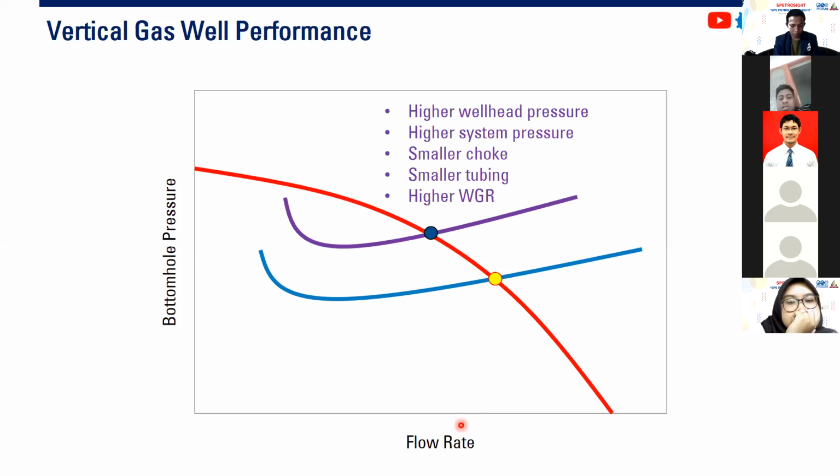And then, what about the VLP? We finish the IPR, then VLP. Starting from here, if we have higher wellhead pressure, higher system pressure, or smaller choke, or smaller tubing, or high water gas ratio, then you will go up for your VLP. But that's not in a good way, because if you go up, it means that your gas flow rate is lower. Okay, so if you have higher wellhead pressure or higher system pressure, you will get lower flow rate. Okay, so your system pressure should not be that high. Okay, and then if you decrease your choke opening, or if you use smaller tubing, or if you have higher water gas ratio, yeah, you will get this one. You will get lower flow rate.